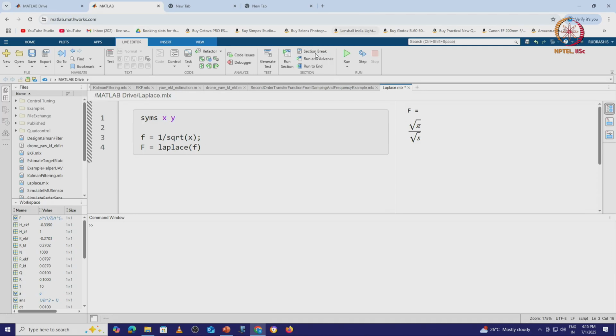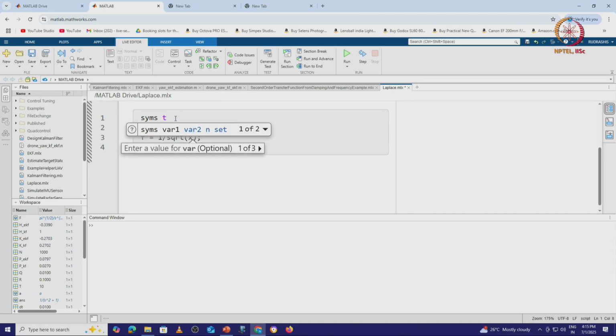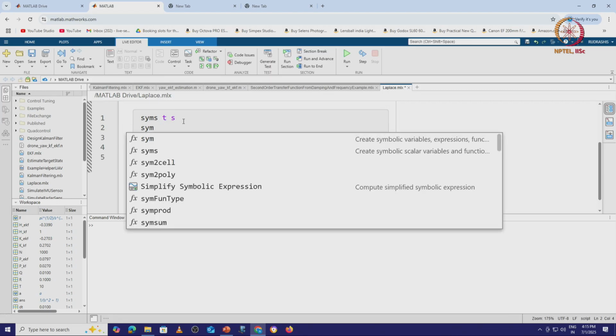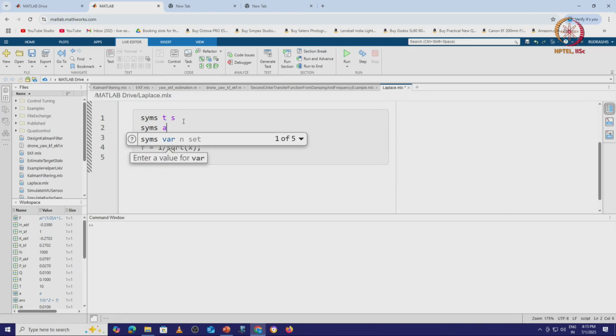Now we take some other functions. We write symbolic variables as t and s. Then we write another symbolic variable a, which is positive. And what we do here is we define the function f as a Dirac delta function.